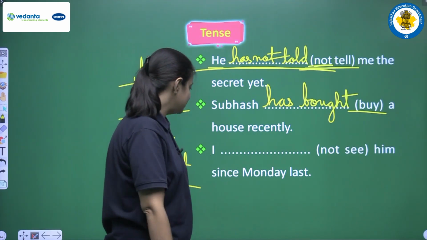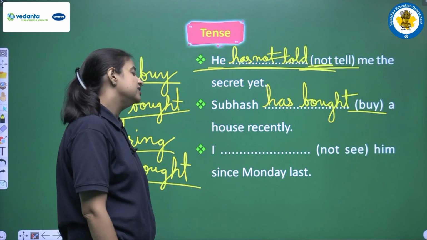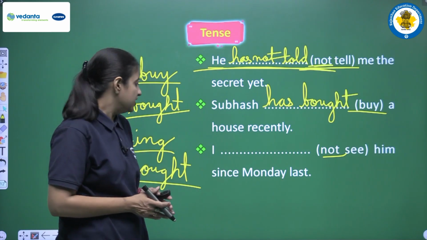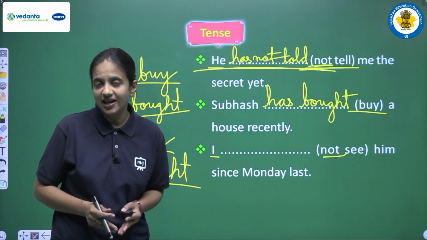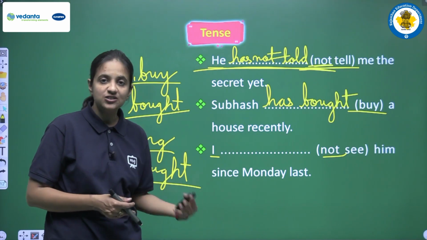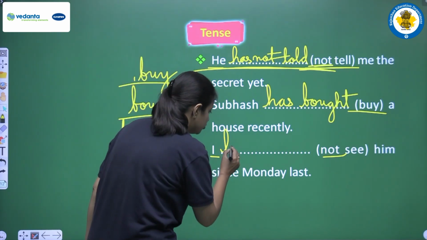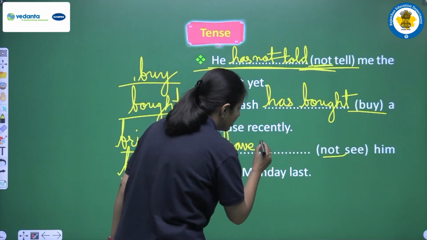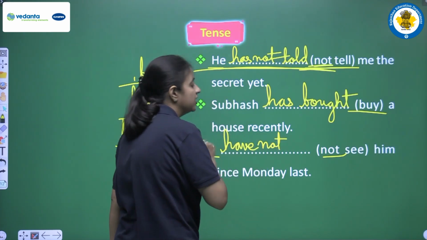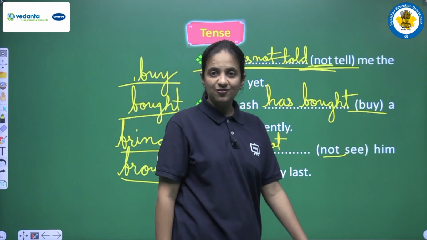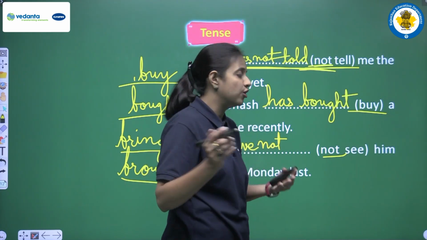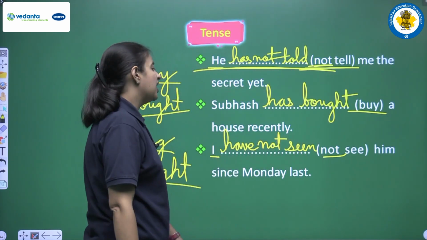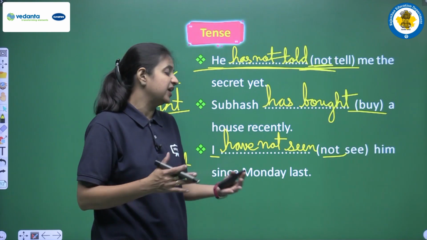Okay. Next sentence is, I not see him since Monday last. So again this is a negative sentence because we are having not in the sentence, and for subject we are having I, and we all know that I is a plural one. So for plural subjects we use have. So first of all we will write our helping verb have, and now because this is a negative sentence, after the helping verb we will write not, and now we are coming to the main verb. The main verb is see. So the third form of see is seen. So our answer will be, I have not seen him since Monday last.